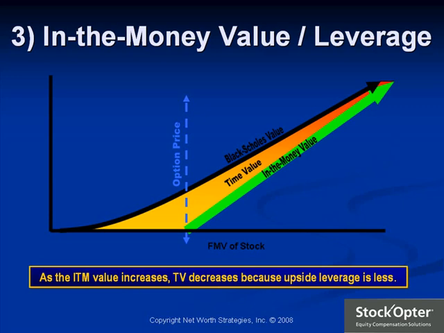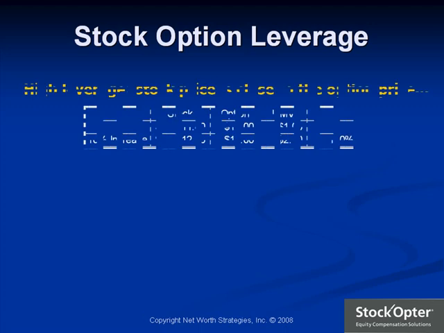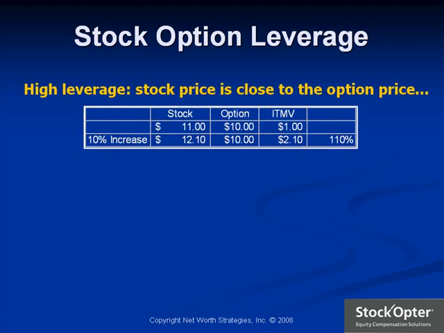Let's review the concept of stock option leverage. Stock options have leverage because the option or grant price is fixed. High leverage occurs when the stock price or fair market value is close to the grant price. For example, if the current stock price is $11 on an option of $10 and then goes up by 10% to $12.10, the in-the-money value leverage goes up by 110%, from $1 to $2.10.